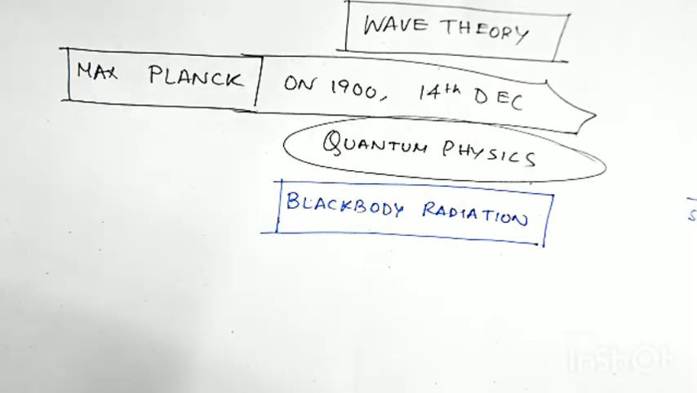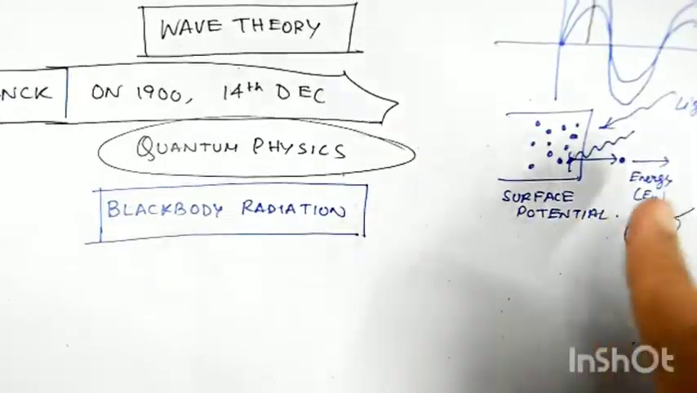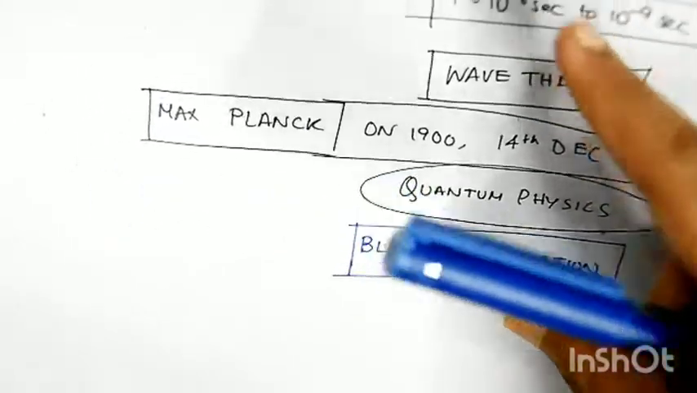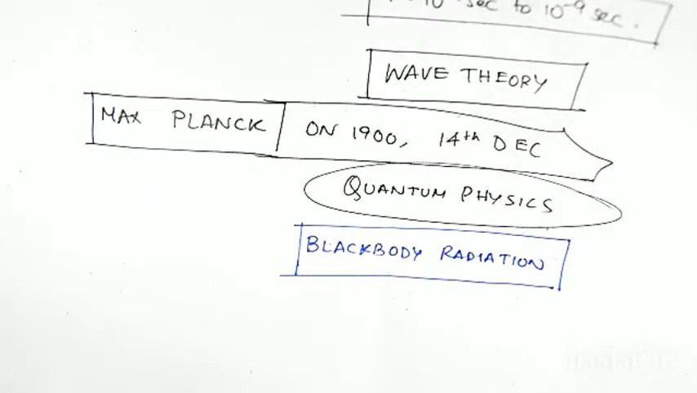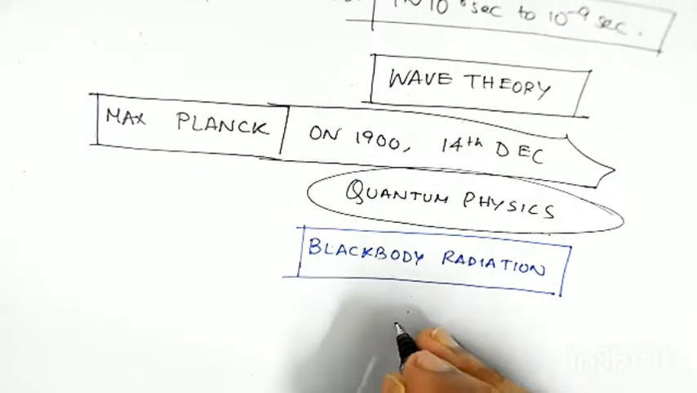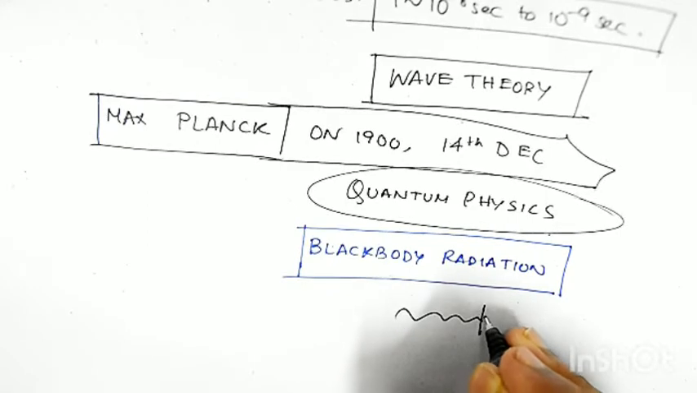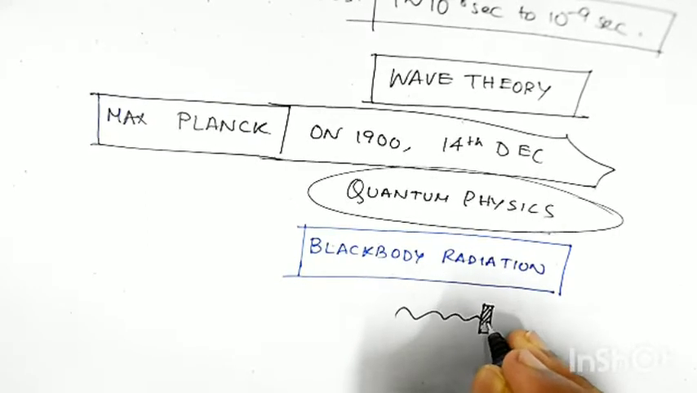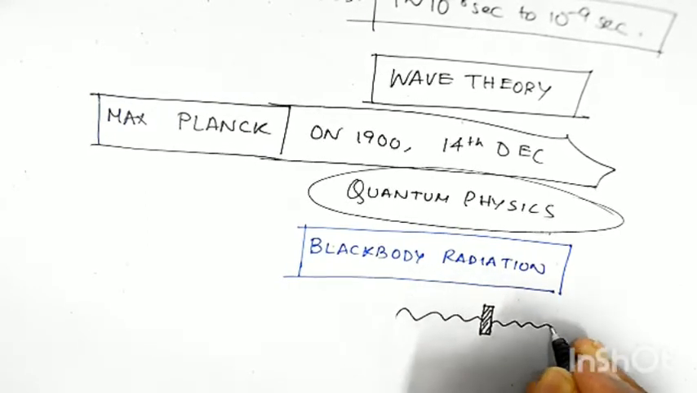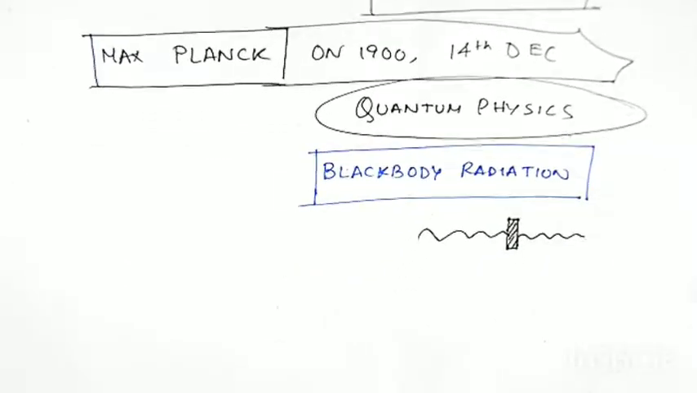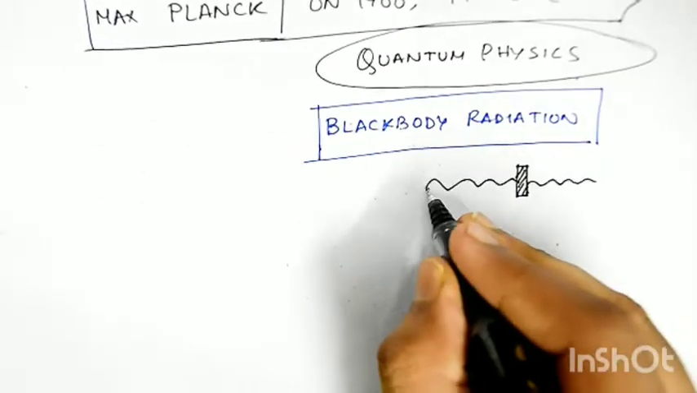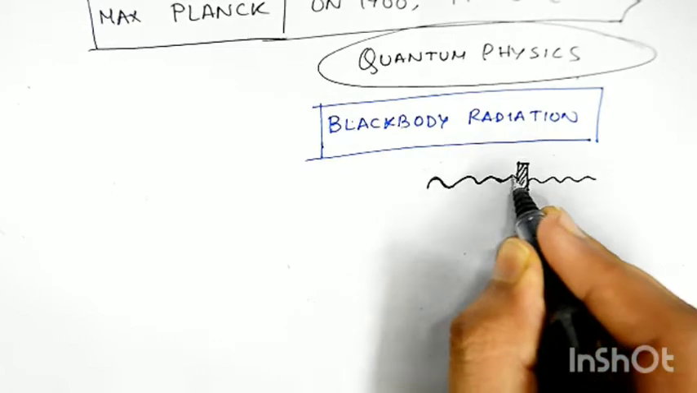For now, you have to understand that Planck said that we were thinking that any kind of energy transfer, means any kind of energy which is always traveling like a wave and is always moving continuously, is absorbed continuously by a substance, and if I heat it, it is radiated continuously by a substance. This is not happening. This is not a continuous thing.